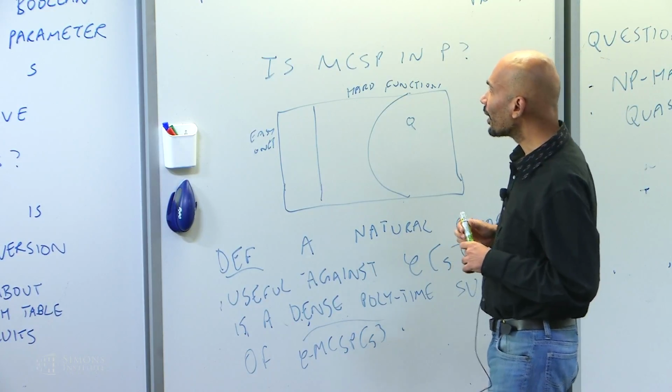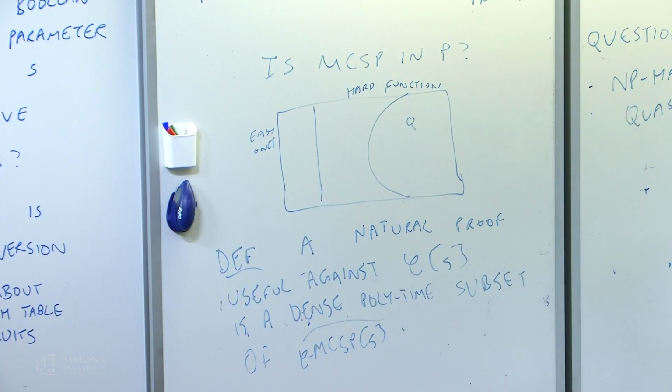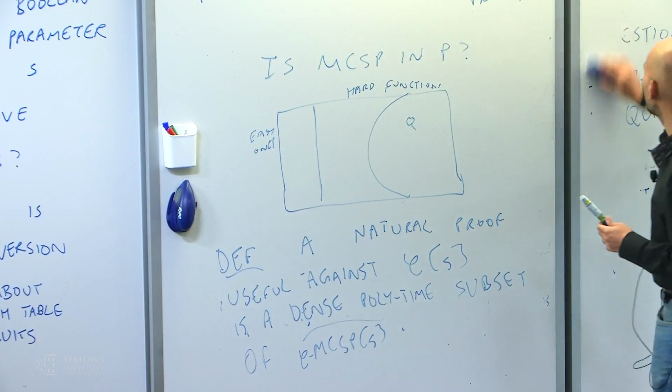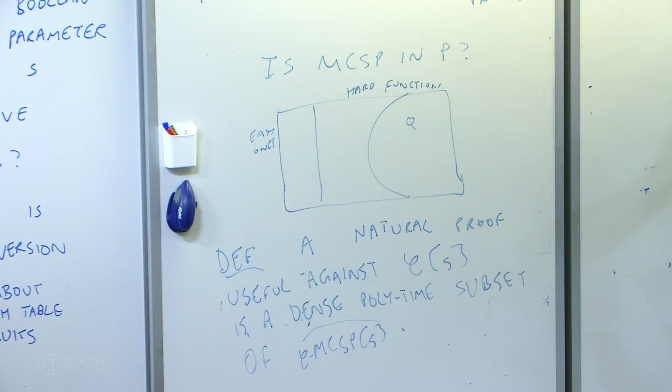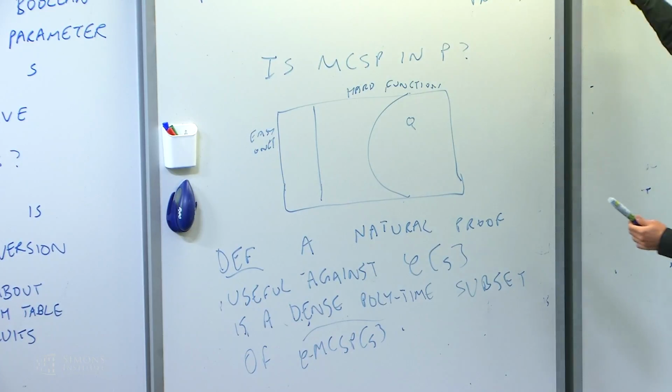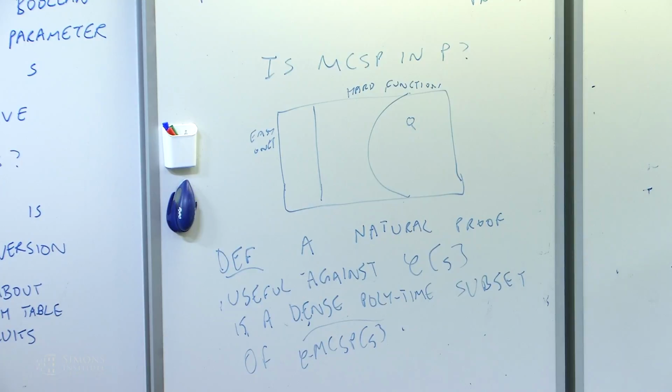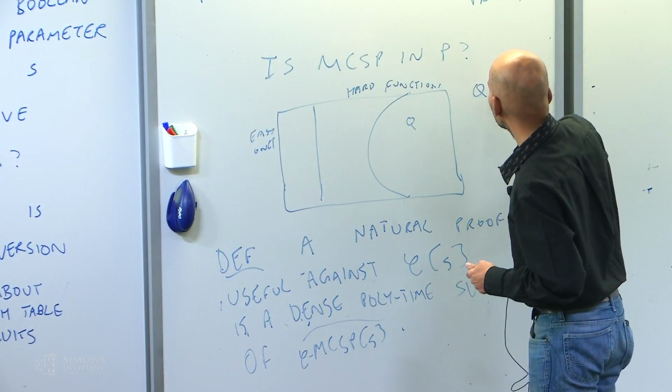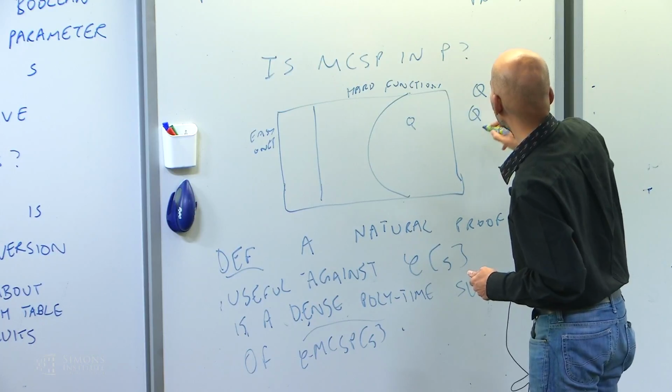One observation is that this corresponds to a very natural notion of average case easiness for MCSP under the uniform distribution. If you take zero error algorithms under the uniform distribution, this is essentially what it means for a natural proof to exist. So Q is in polynomial time here, and Q is dense.